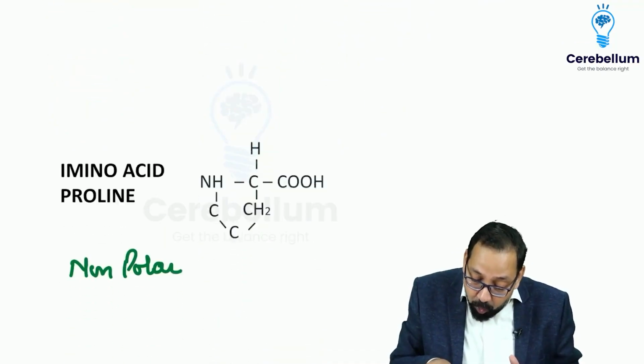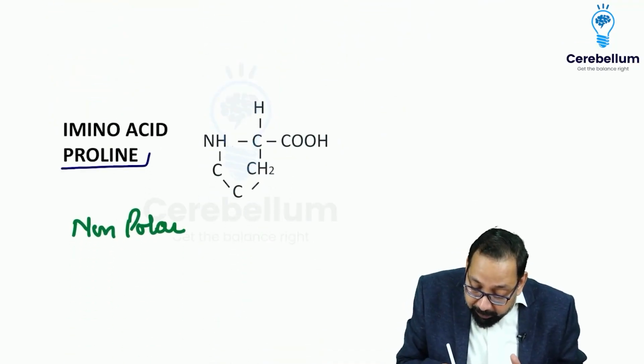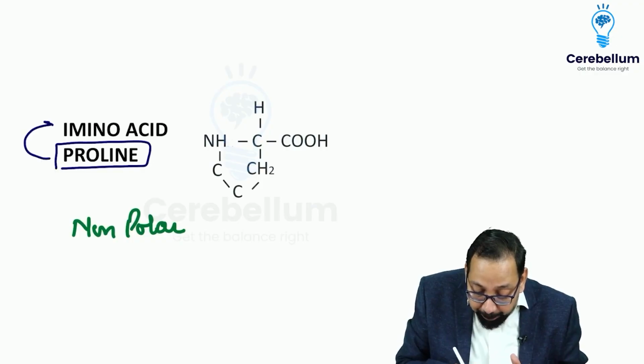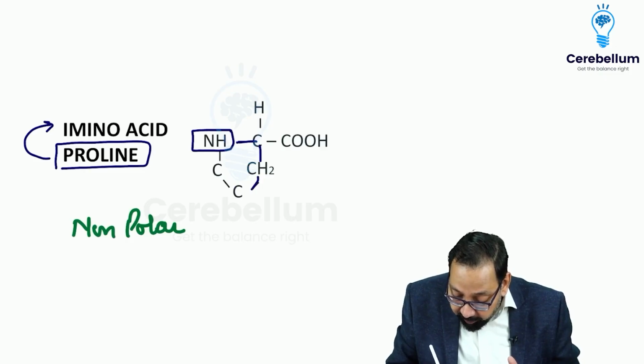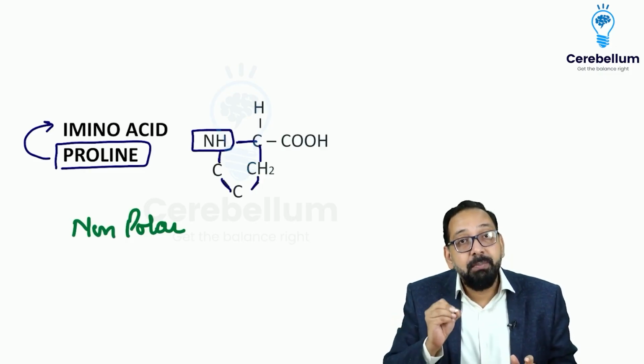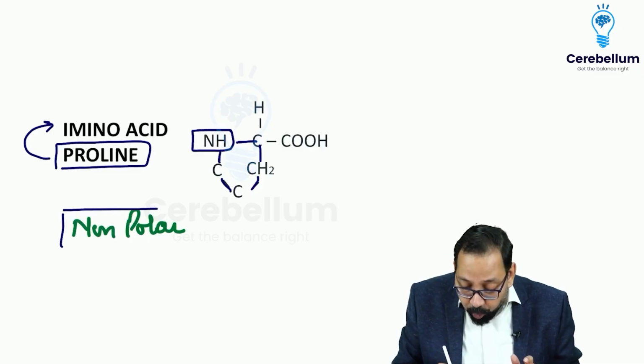Now, proline is an amino acid. This is not an amino acid. In this NH is there, and this is the structure, a little bit different structure. This is an amino acid and it is also non-polar.